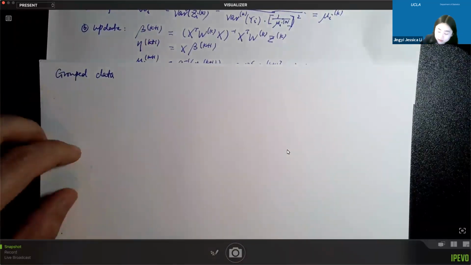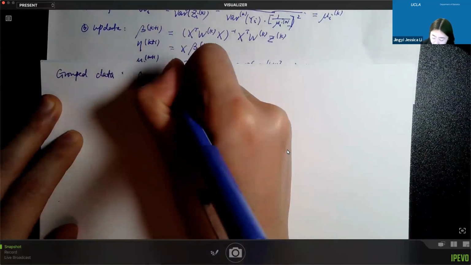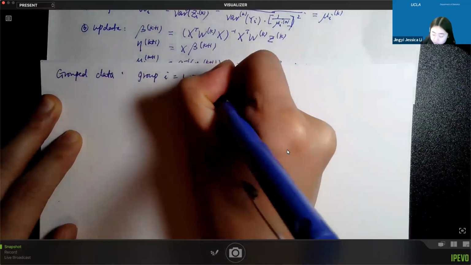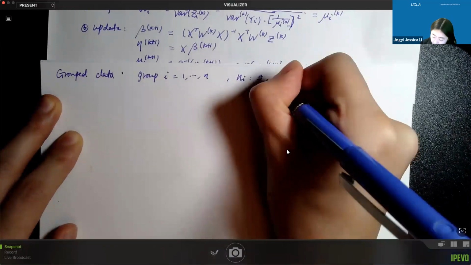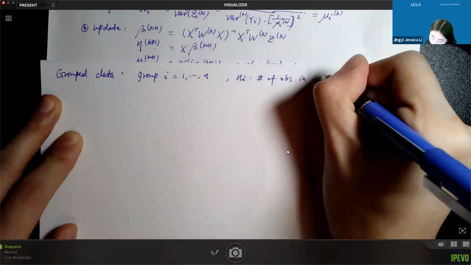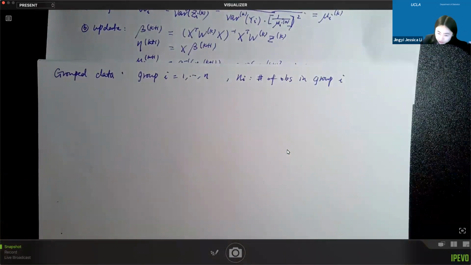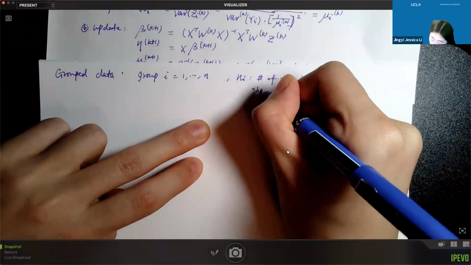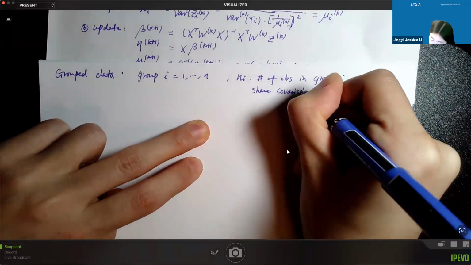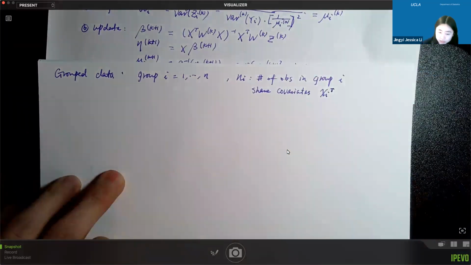Okay, so let's say that we have groups i from 1 to n, and we have n_i as the number of observations in group i. For observations in group i, they share the same covariates x_i transpose, the ith row in the design matrix.